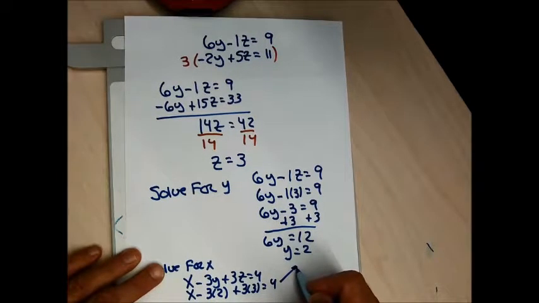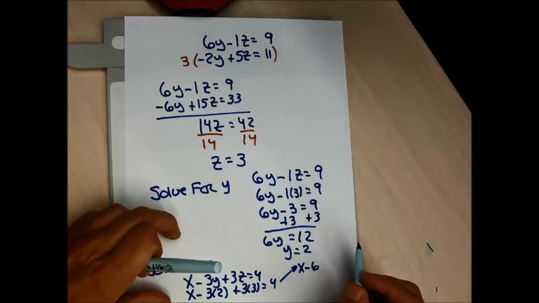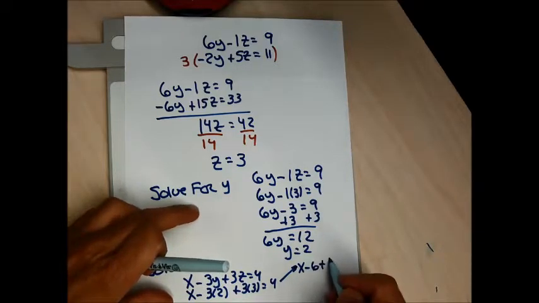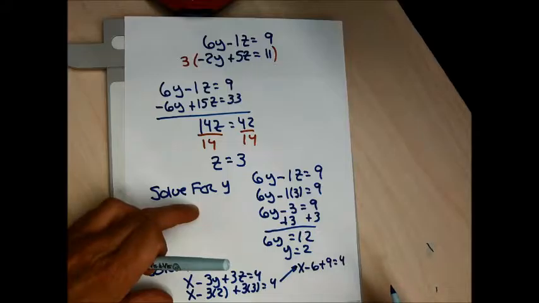That's going to give me x minus 6. Oh, wow. X minus 6 plus 9 equals 4. That's going to give me x plus 3 equal to 4. And then I'm going to subtract 3 and get x equal to 1.